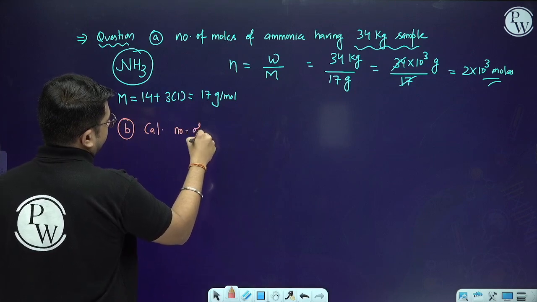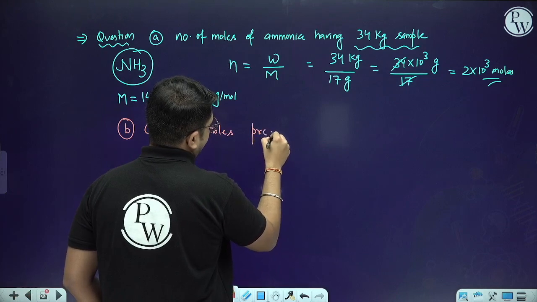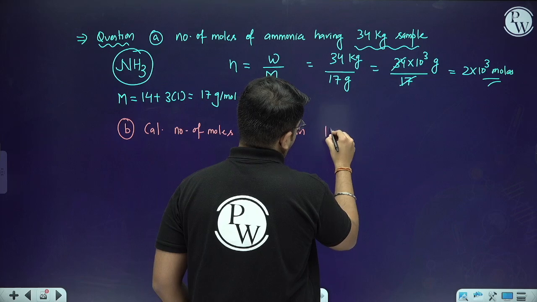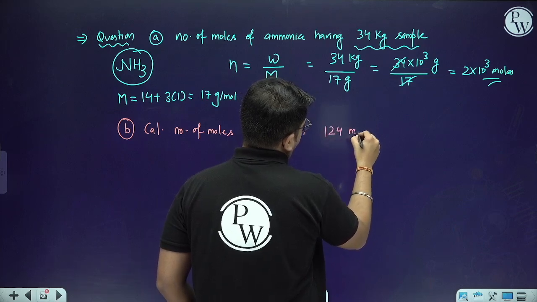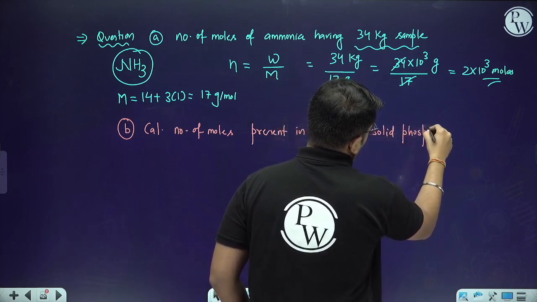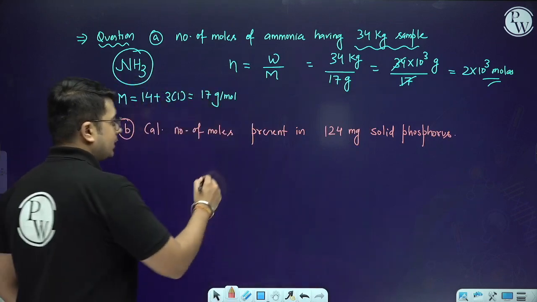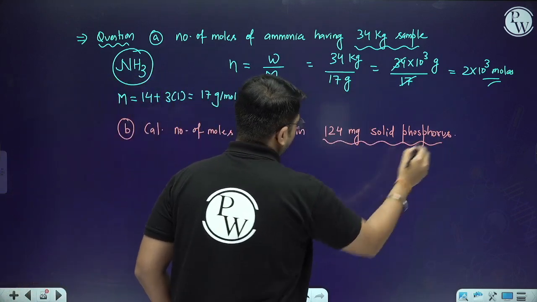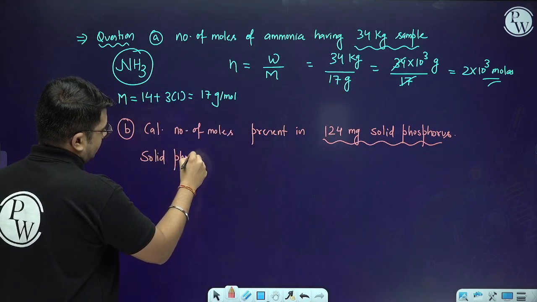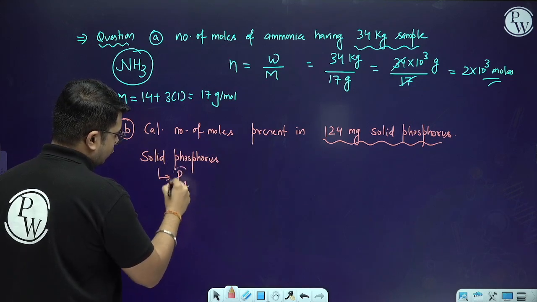Calculate the number of moles present in 124 milligram solid phosphorus. Okay, again a very interesting question. This is the given weight, already given to you, but the thing is, what is solid phosphorus? So always remember, solid phosphorus will have the formula P4.